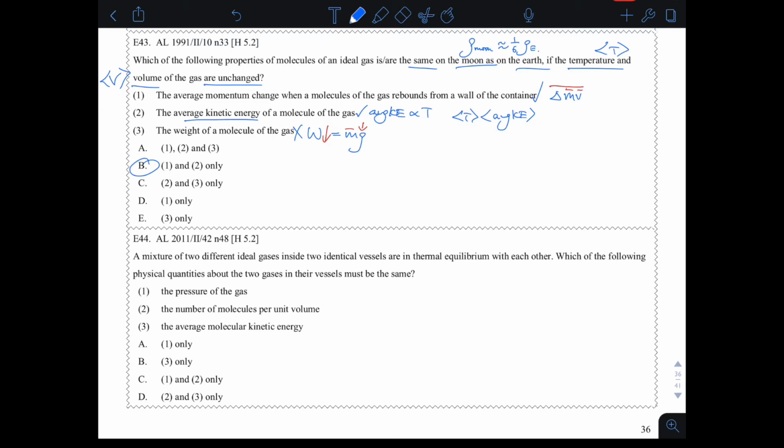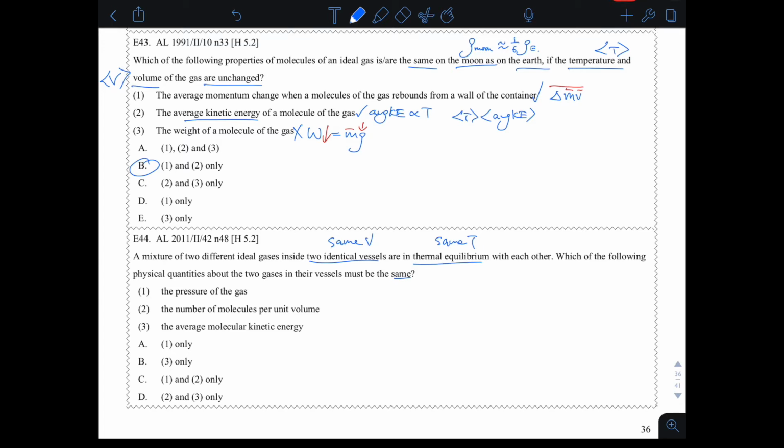And next, a mixture of two different ideal gases inside two identical vessels. That means we have two identical containers with two identical mixtures, in thermal equilibrium with each other, so they have the same V. They have the same V and the same T with each other. Which of the following physical quantities about the two gases in their vessels must be the same? That means comparing two gases in two identical vessels.